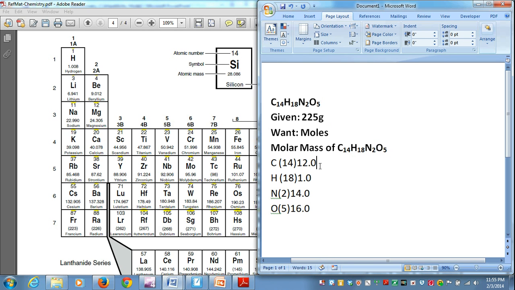The next thing you're going to do is multiply across, 14 times 12 on your calculator. Make sure you use your calculator if you want to, or if you want to challenge yourself, by all means do it on an extra piece of paper. And the answer here is 168 for carbon. The next thing is 18 times 1. That's a difficult one, so it is 18. The next one is 14 times 2, which is 28. And the last one is 16 times 5, which is 80.